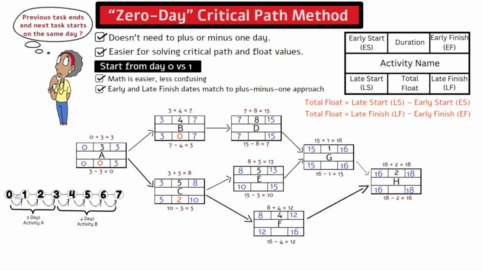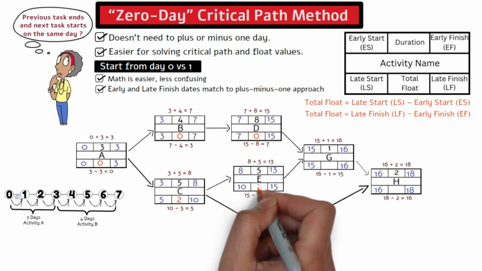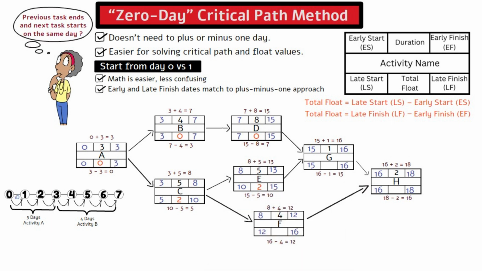Activity D is 7 minus 7 equals 0. Activity E is 10 minus 8 equals 2. Activity F is 12 minus 8 equals 4. Activity G is 15 minus 15 equals 0. Activity H is 16 minus 16 equals 0.